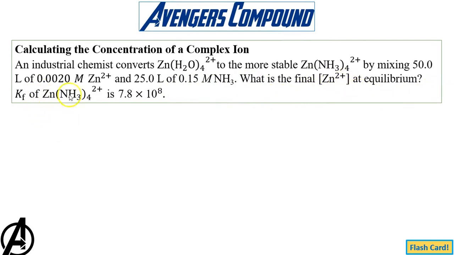The Kf of Zn(NH3)4 2+ is 7.8 times 10 to the 8th. So first, we definitely need to create the formation reaction for Zn(NH3)4 2+, and then, of course, we need to get the Kf expression. And then, if you start thinking about it, you say, hold up, we are mixing things together here. Because we're mixing things together, that should automatically start telling you that we have to start figuring out some initial amounts. We're probably going to have a new total volume. All those little details are coming back when it comes to solving for equilibrium problems. So let's just do things step by step.